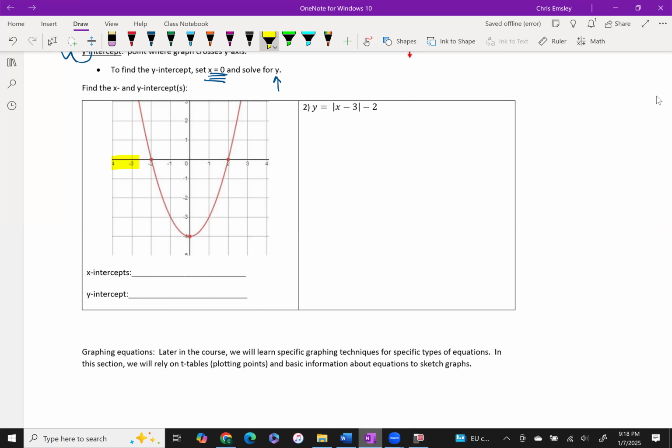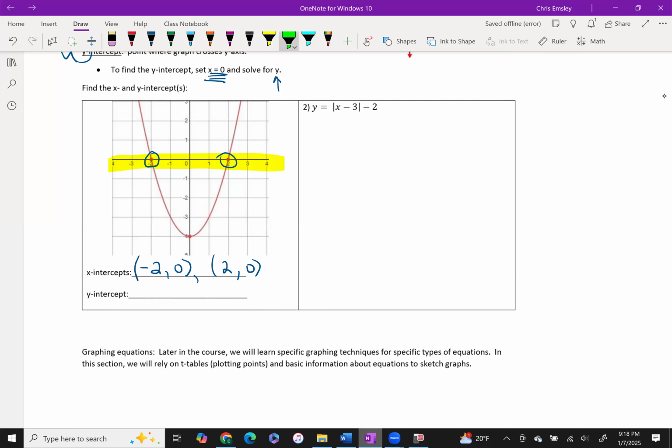Here is my x-axis right here. That's my highlighted x-axis. Where does that graph cross the x-axis? Well, it's right here and right there. So we need to write those as ordered pairs. The one on the left has an x value of -2 and a y value of 0 because that's what makes it an x-intercept. The other one has an x value of +2 and a y value of 0. So you can see we have two x-intercepts.